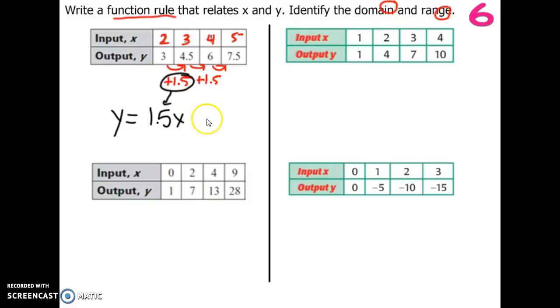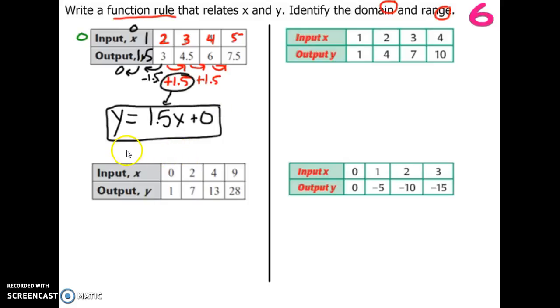Then we need to figure out what's added or subtracted onto the end. We need to look for where x is a 0. Well, there is no 0 in our table, so we need to follow our pattern backwards the other way. To go back towards 1, instead of adding 1.5, we could subtract 1.5. 3 minus 1.5 is 1.5. If I go back to 0 one more time, subtract 1.5 again, I get 0. So this one happens to be a 0 there. 1.5x plus 0. Let's try the next one.